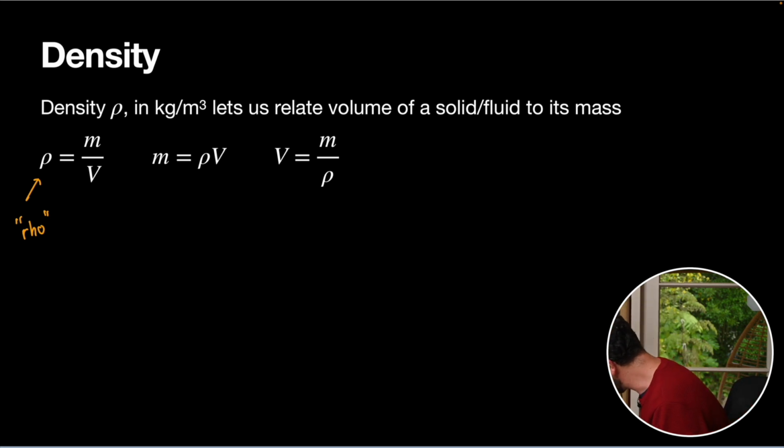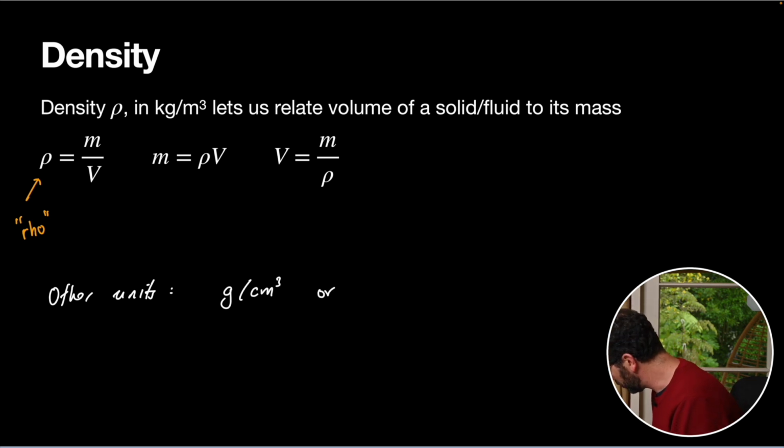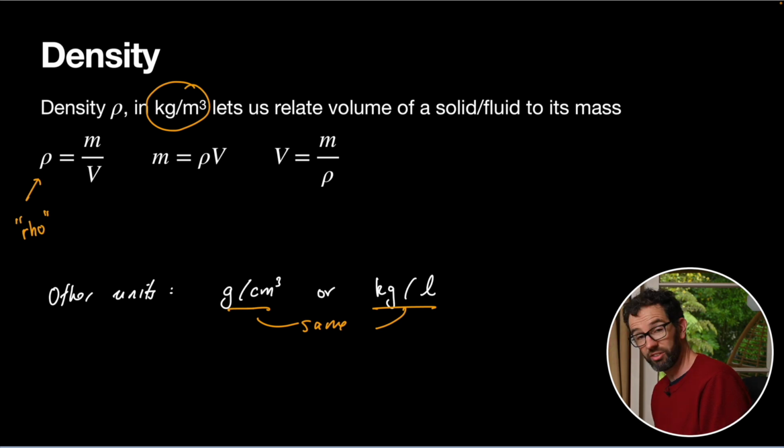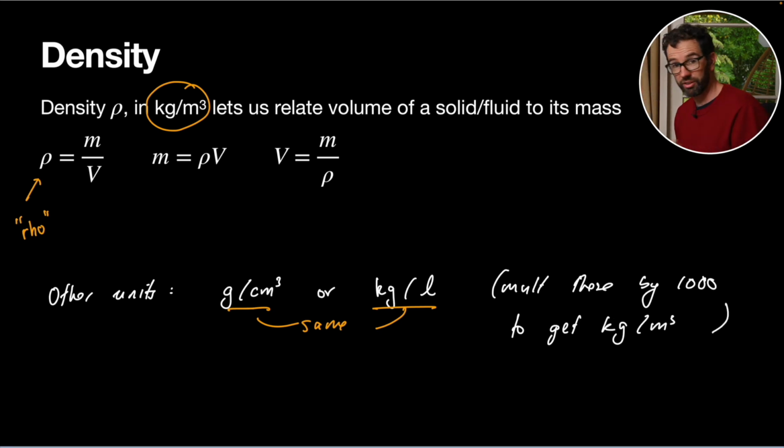These three equations are just the same equation expressed in three different ways. Now the standard unit for density is kilograms per cubic meter, but if you look up the density of something on the internet, you might find that it's specified either as grams per cubic centimetre or kilograms per litre. It turns out that these two are actually the same, but they're not the unit that we want to use. To get to that one, you just multiply by 1,000. You can, as an exercise, check using our standard unit conversion techniques to verify that's the case. So if we know the density of a fluid, or a solid even, this doesn't just apply to fluids, we can convert between the mass and the volume of that fluid or solid.